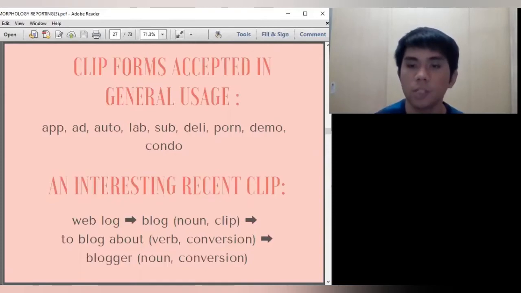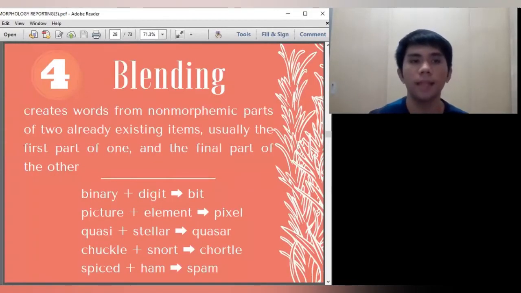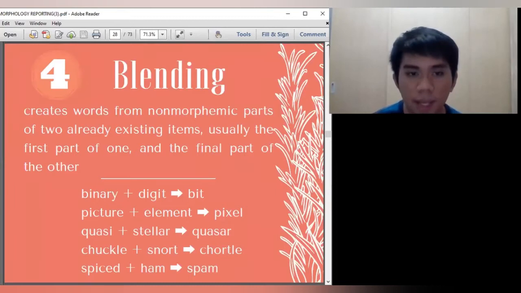Now, blending. We create words from non-morphemic parts of two already existing items. Usually it's the first part of one and the final part of the other. That's why we have here bit. We get the B from binary and it from digit. Pixel is from picture plus element. Quasar from quasi and stellar. Chortle is from chuckle and snort. And spam is from spiced and ham.